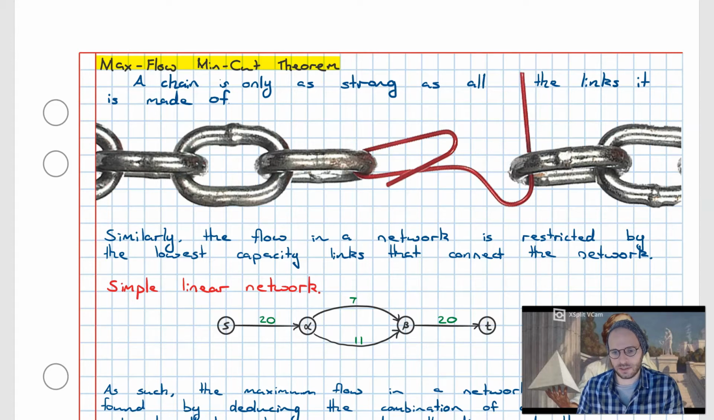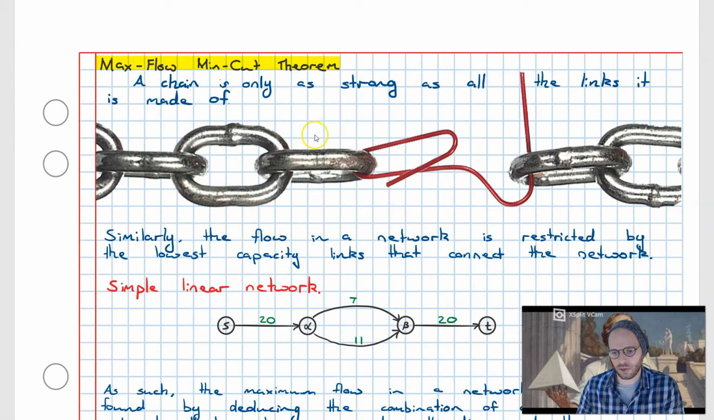Now this theorem is analogous to the proverb we use about the strength of chains, that being a chain is only as strong as the links it is made of. So if you have a look at this little picture over here, what you can see is there's a paperclip in the chain. And even though the rest of the links in the chain are quite sturdy, this paperclip is the limiting factor here. If the paperclip can't hold a certain force, then the entire chain or the entire system fails.